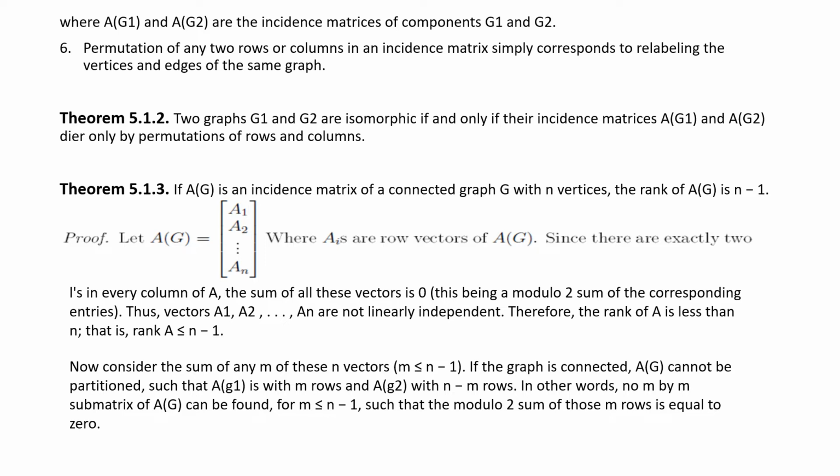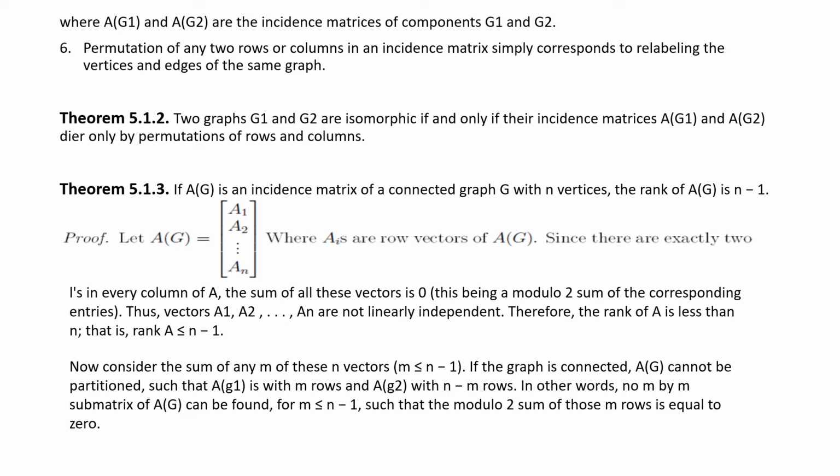Next theorem, theorem 5.1.2. Two graphs G1 and G2 are isomorphic if and only if their incidence matrices A of G1 and A of G2 differ only by permutations of rows and columns. Next theorem, if A of G is an incidence matrix of a connected graph G with n vertices, the rank of A of G is n minus 1.